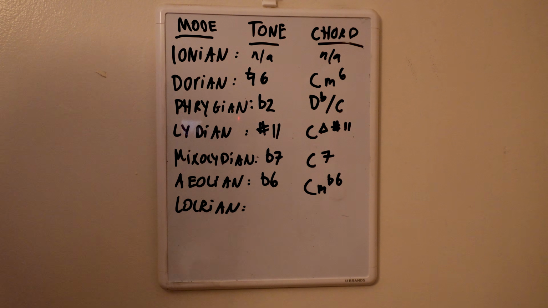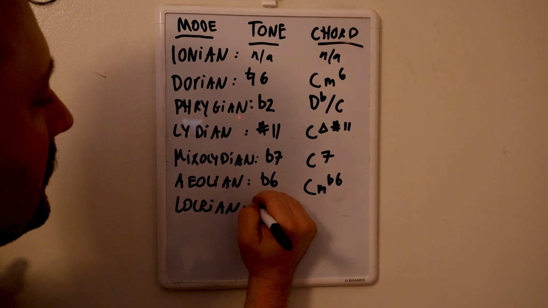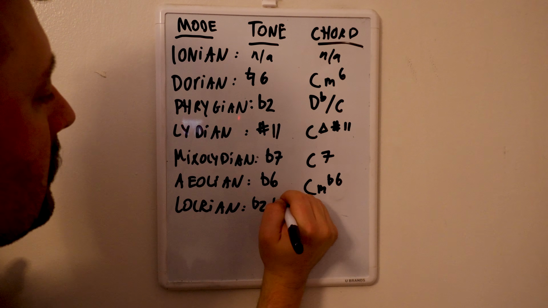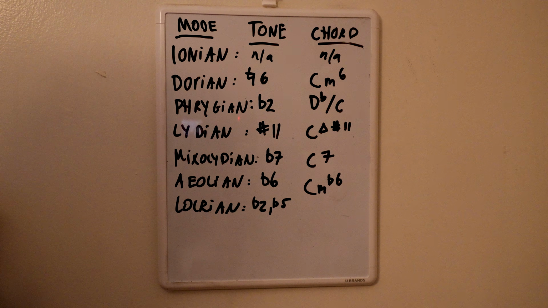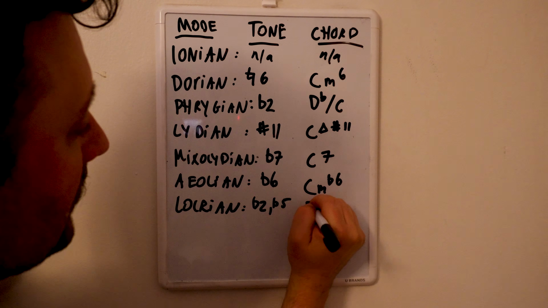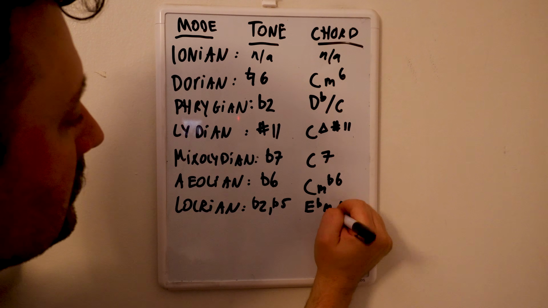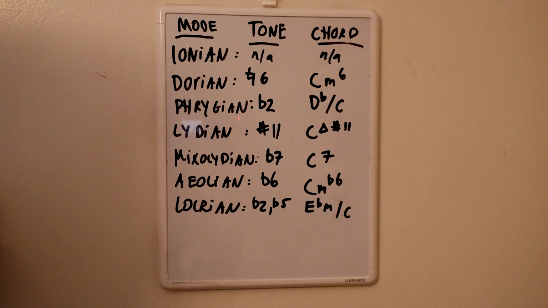Now the Locrian mode has several distinctive tones, and it's kind of a tricky black sheep one because it's got a flat 2 and a flat 5. But the easiest way to invoke this sound would be to put an E flat minor triad over C. So this mode has a flat 9 and a flat 5, as well as a flat 7.